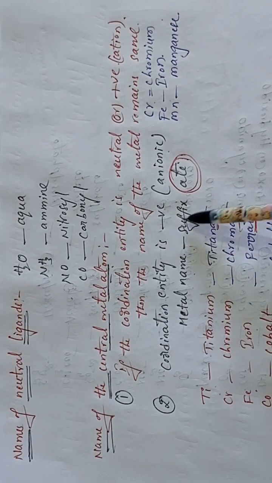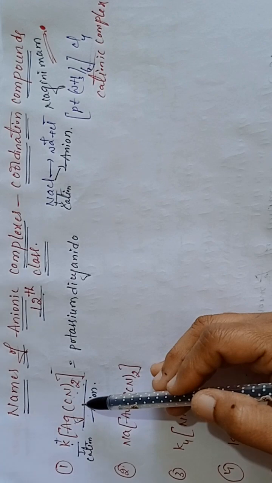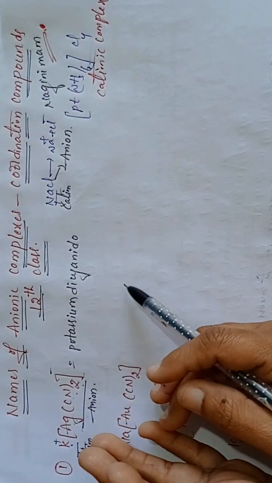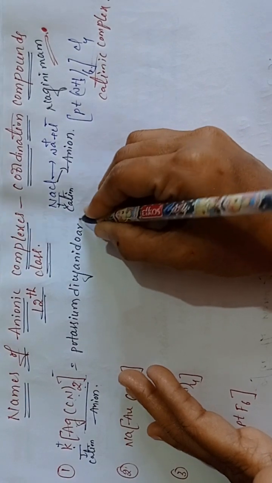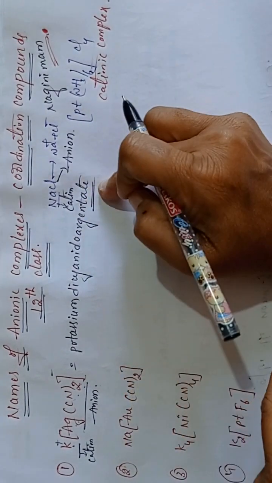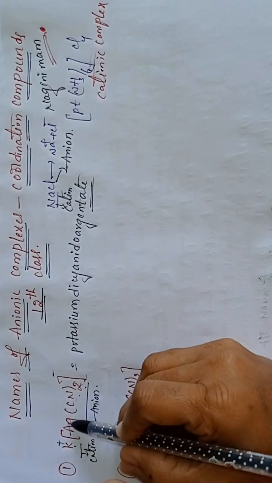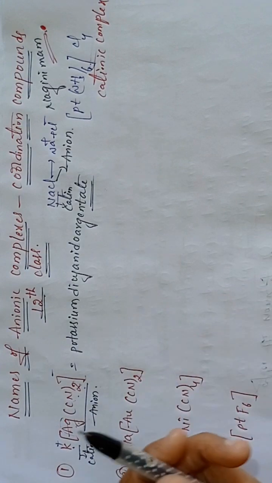Then to the metal atom, the suffix ate we should add. That means titanium becomes titanate, chromium becomes chromate, like that. Here Ag is there. Its Latin name is argentum, so argentate. Clear? What do you have to write? Argentate. After that, the oxidation number of the silver. We have to find the silver oxidation number. So what is the oxidation number of the silver, students?